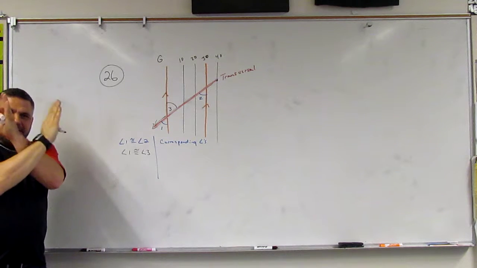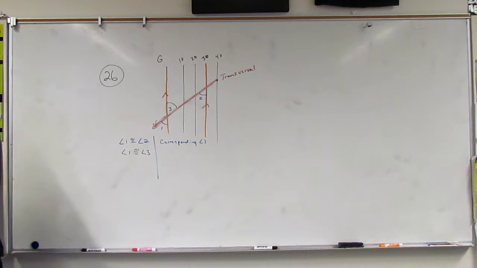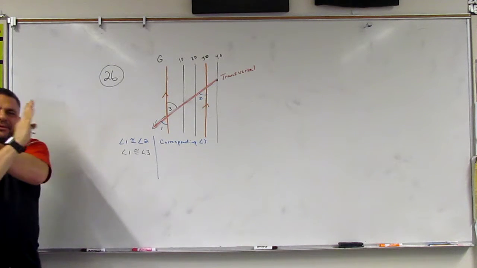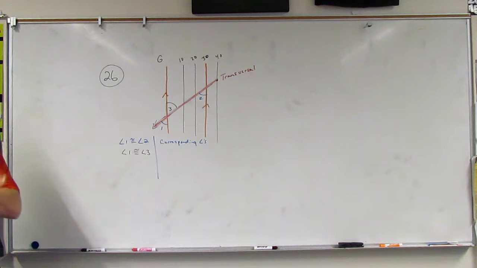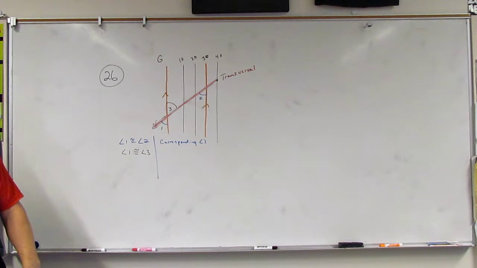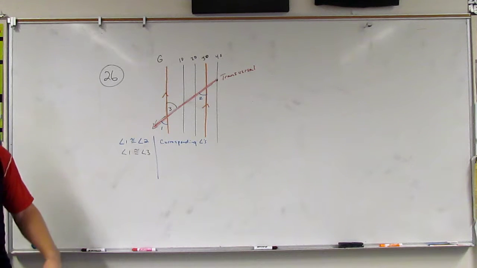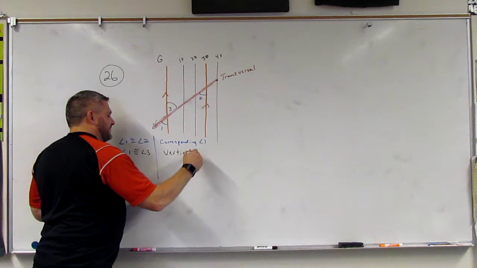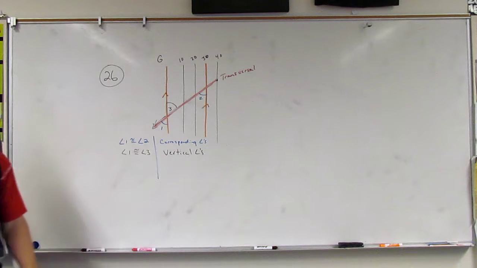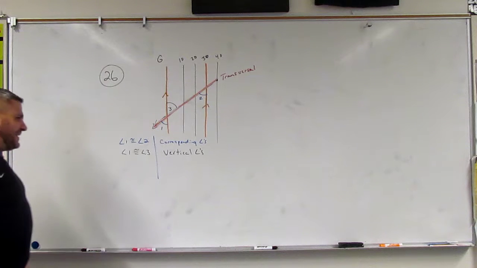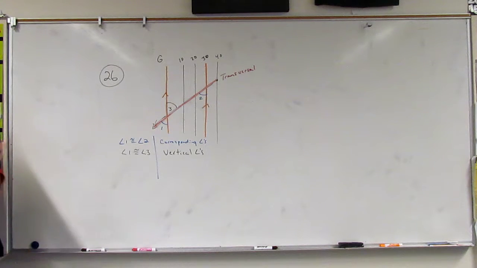External. What letter do you see? X. So exterior? Not X. Think of the top of this. V. Yeah. Vertex. Almost. Vertical. Vertical angles. I was thinking of a more complicated word. They're vertical. They're across from each other, right?